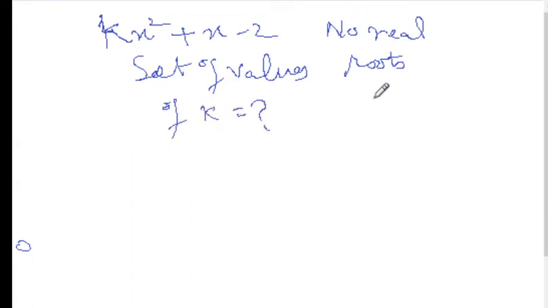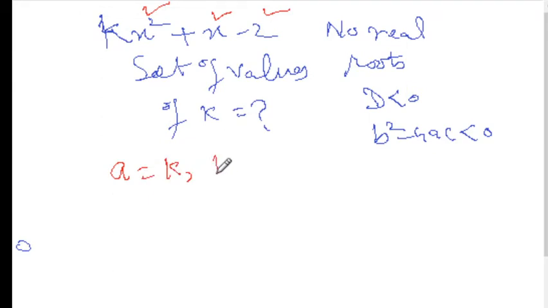Now no real root, discriminant is less than 0, means b square minus 4ac is less than 0. Now I have told you in previous videos that if you're doing these questions, one common mistake which students make is that they're in a hurry, and they forget that the expression should always be in the order. It should be x square here, x here, and constant here. Now a is k, b is 1, and c is -2.